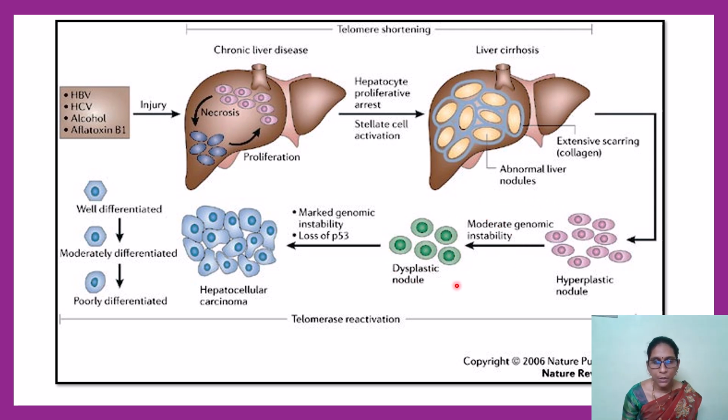Initially it would be a hyperplastic nodule, and with superadded genomic instability it can progress to dysplastic nodule, and with marked genomic instability and loss of P53 it can progress to hepatocellular carcinoma, and this can be either well differentiated, moderately differentiated, or poorly differentiated. During this conversion from hyperplastic nodule to hepatocellular carcinoma, there would be associated telomerase reactivation for the cells to proliferate uncontrollably.